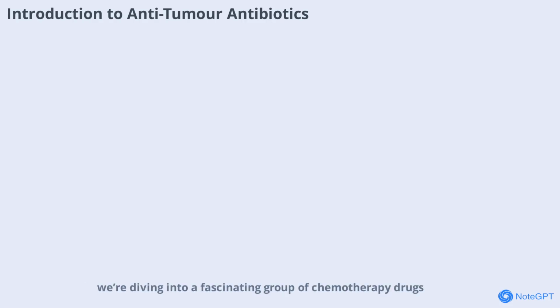Today we're diving into a fascinating group of chemotherapy drugs, antibiotics used to treat cancer. Unlike the antibiotics you might take for a sore throat, these are cytotoxic agents, originally isolated from soil bacteria and now repurposed as powerful anti-tumor drugs. We'll explore how these unique medicines work, the cancers they target, and the side effects every oncology learner should know. Let's get started on this journey through the world of anti-tumor antibiotics.